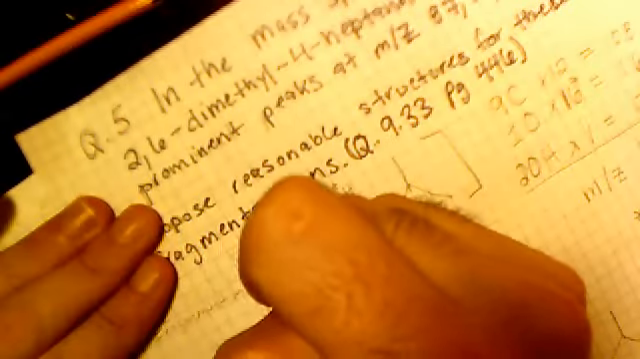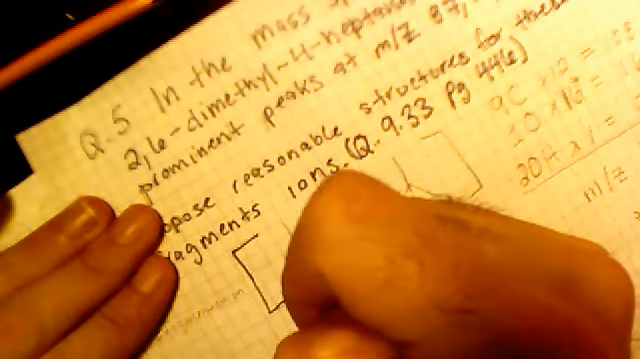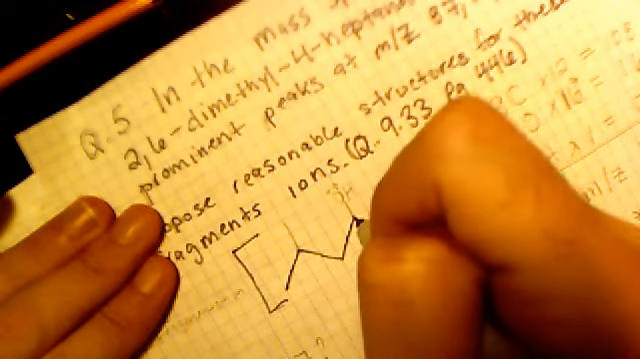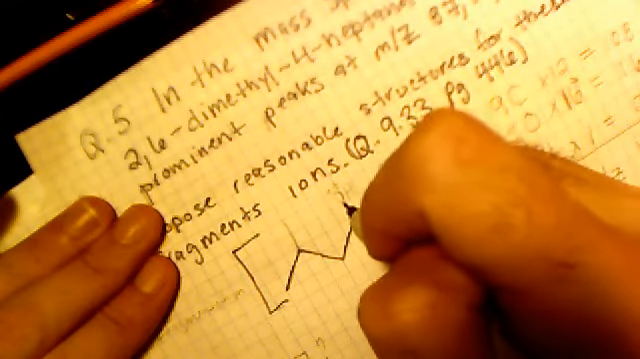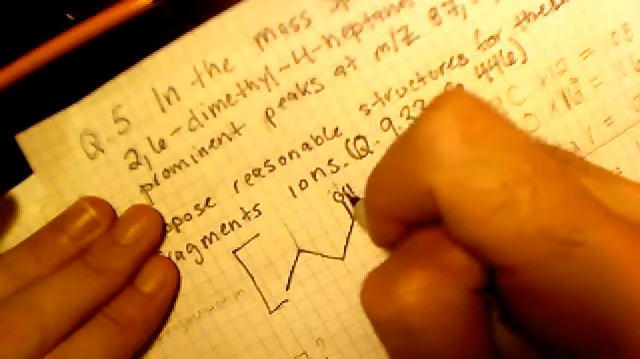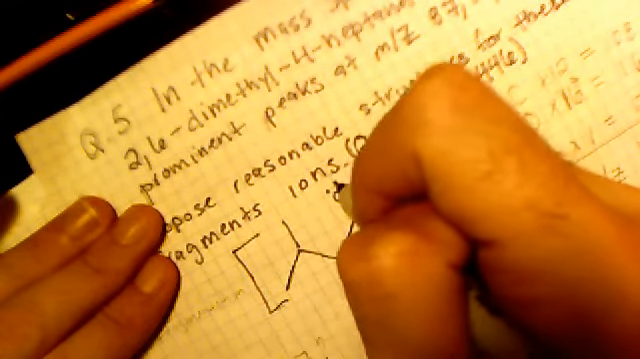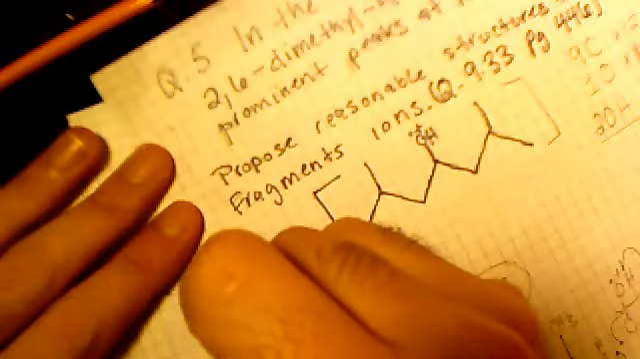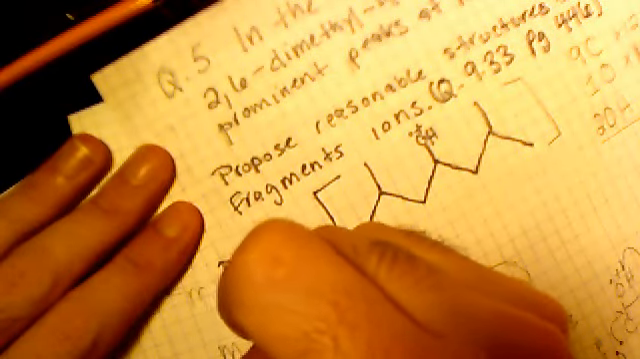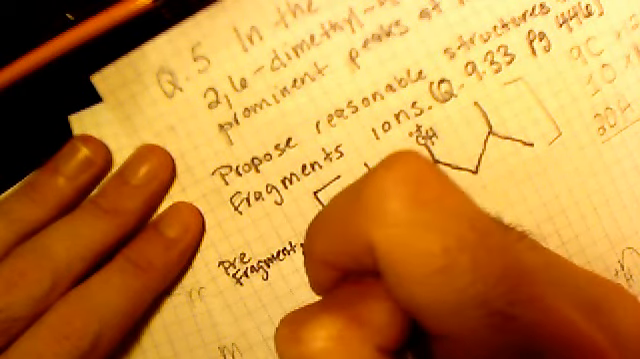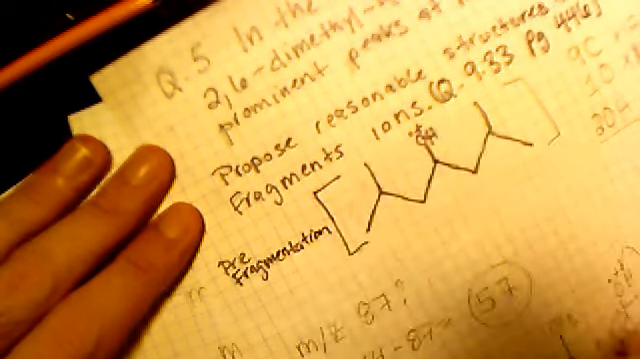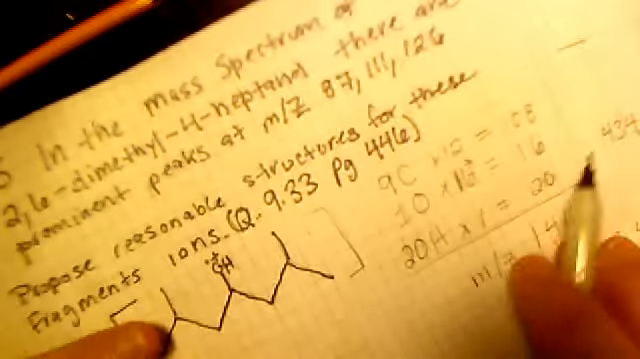Alright, so here we have the pre-fragment, right? This is when you've just shot it with the electron and it lost one of its electrons and gained a positive charge. This is the pre-fragment, the entire molecule. Pre-fragmentation. Okay, so count it up.